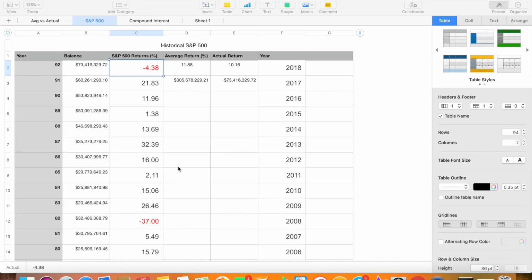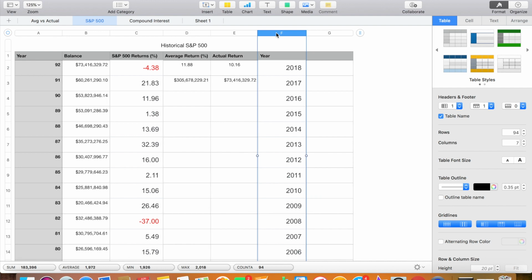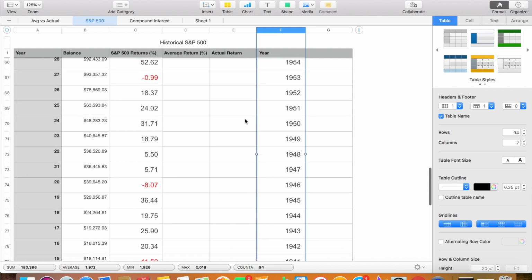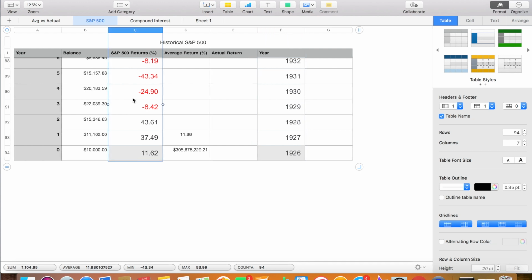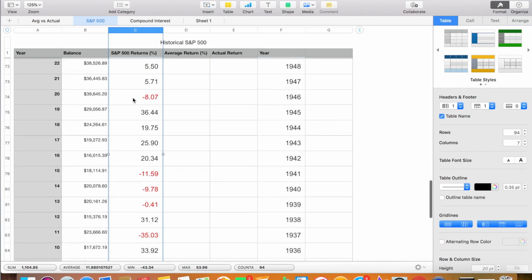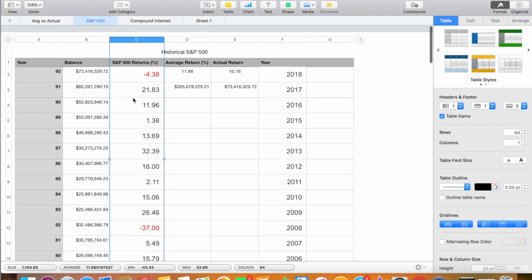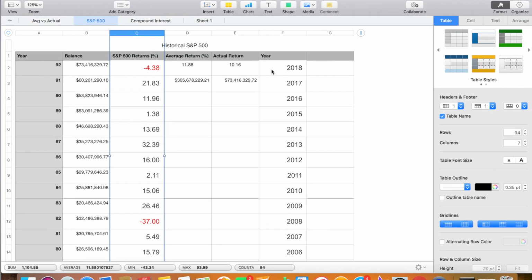So let's continue with the S&P 500 average. Again, you could probably look ahead at some numbers, but let's explain what's going on. First, you can see the year that we're looking at, column F. It goes back to 1926, and that is a total of 92 years. Column C gives you the actual return for each year. This goes all the way to 2018. I didn't include 2019 just because it hasn't concluded yet.